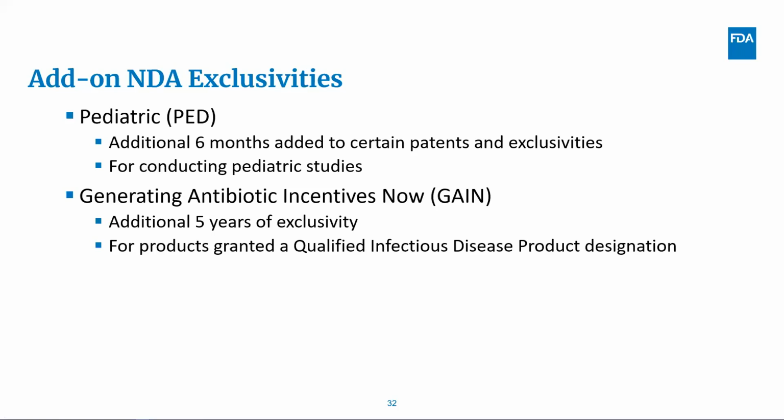And our remaining 2 NDA exclusivities are add-ons. We have our pediatric, or PED. This adds an additional 6 months to certain patents and exclusivities. It's granted for conducting pediatric studies. And then we have our generating antibiotic incentives now, or GAIN exclusivity. This adds an additional 5 years of exclusivity. It's given to products that are granted a qualified infectious disease product designation.